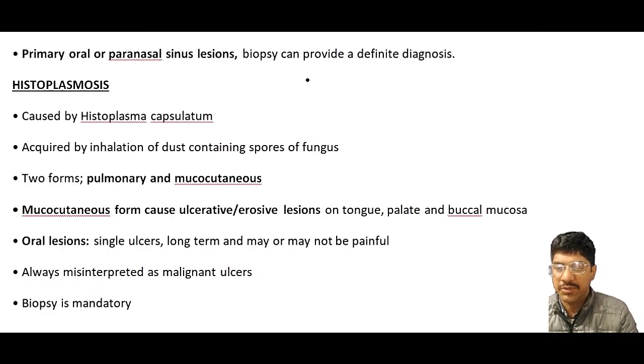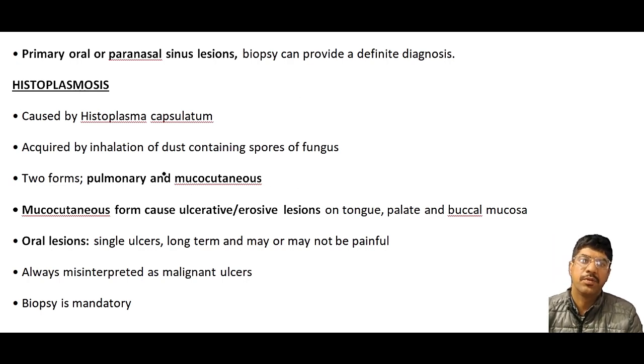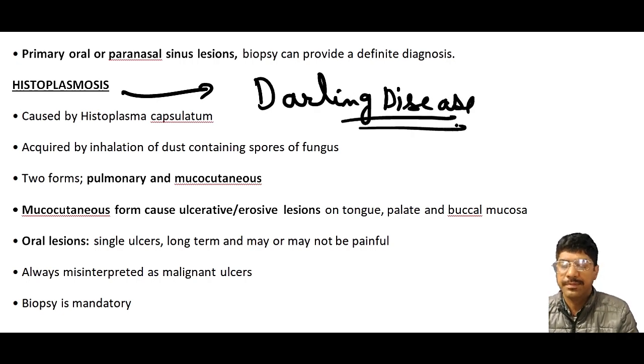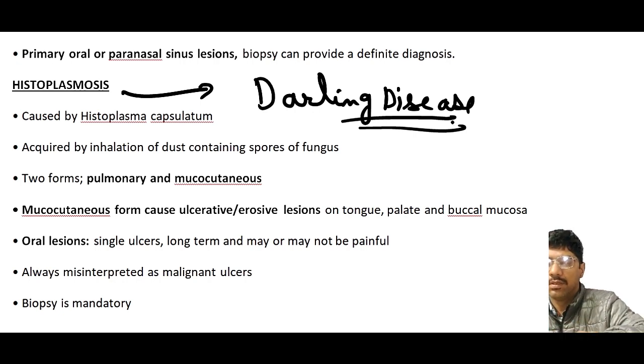Next comes histoplasmosis, which is also known as Darling's disease. It is caused by Histoplasma capsulatum. This fungus is commonly found in bird excreta like that of pigeons, blackbirds, etc. Transmission can be acquired by inhaling dust containing the spores usually found in bird excreta. Classification can include acute pulmonary, chronic pulmonary, cutaneous, mucocutaneous and disseminated forms. The disseminated forms spread beyond the lungs to other parts of the body including the oral cavity, especially in immunocompromised patients.